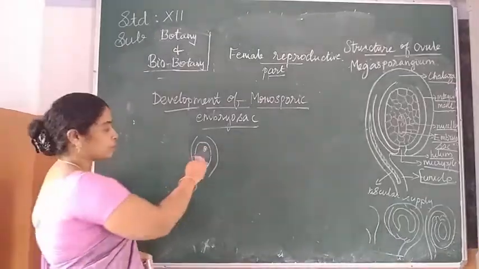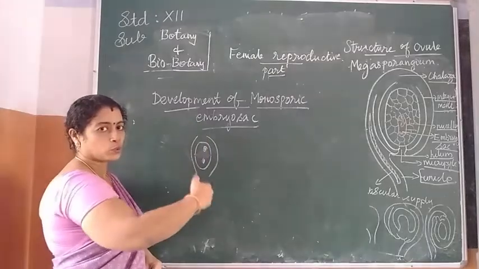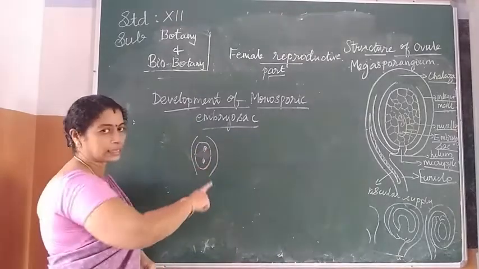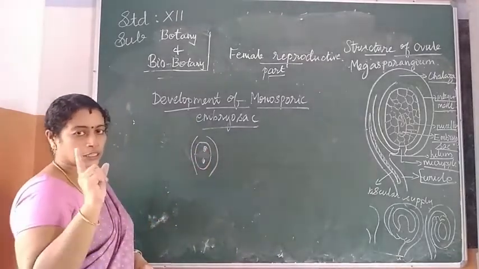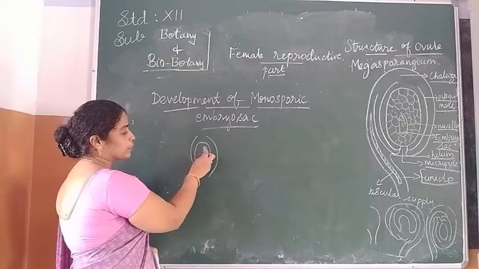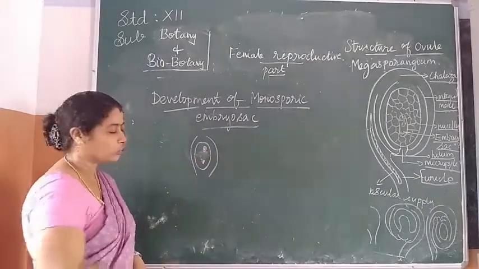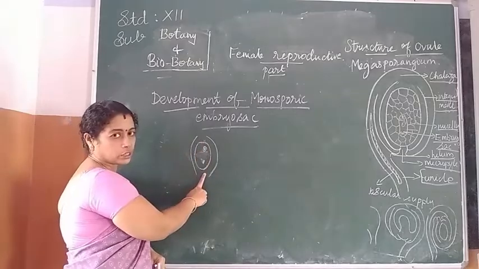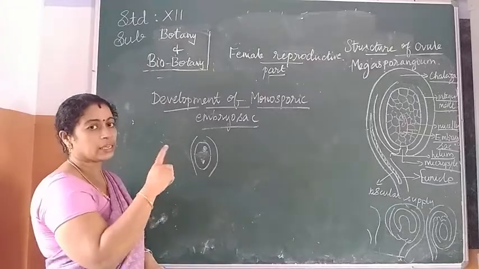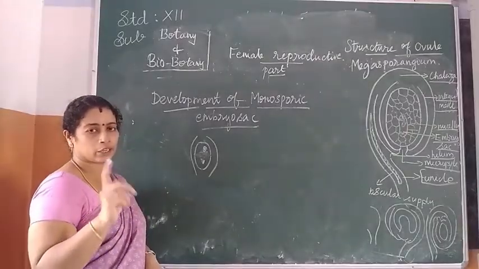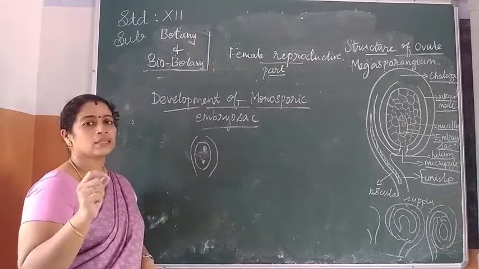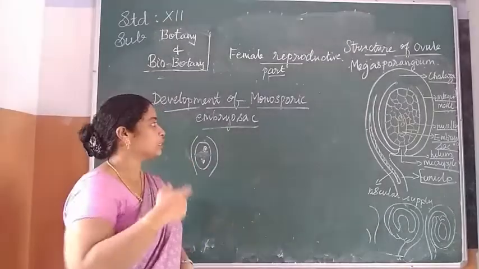Both the nuclei will be pushed towards the 2 poles of the nucellus, not the ovule, the nucellus. So first the single megaspore divides mitotically into 2. The 2 nuclei, by the formation of a large vacuole in between them, will be pushed towards both the poles, the chalazal end and the micropylar end. We have already studied that of the 4 cells formed after the meiotic division, only the chalazal megaspore will develop into the embryo sac.